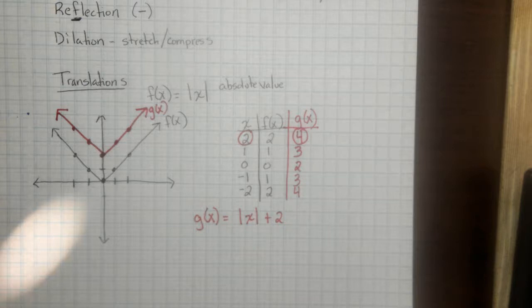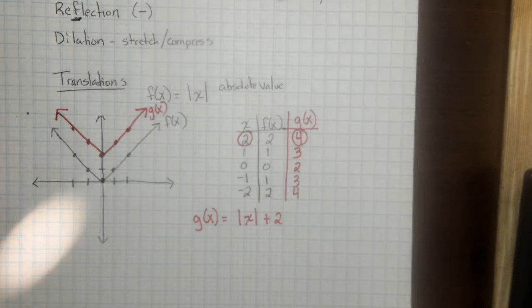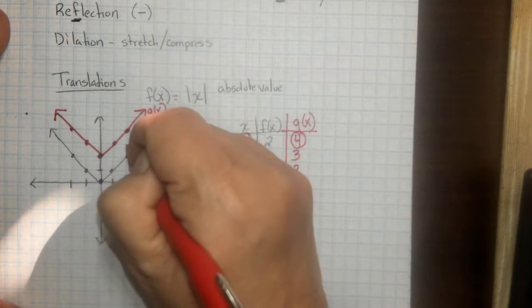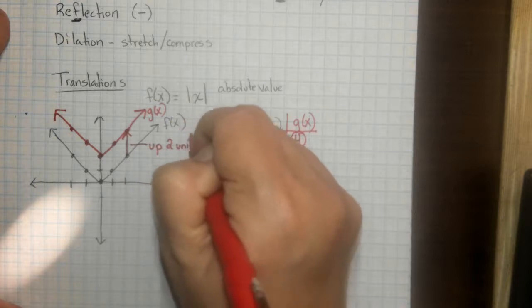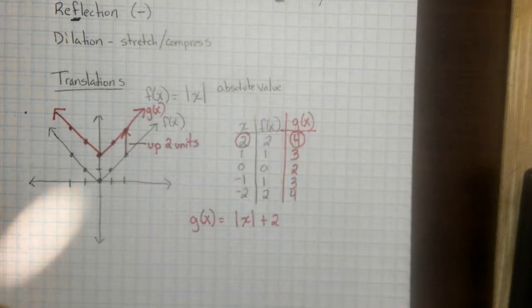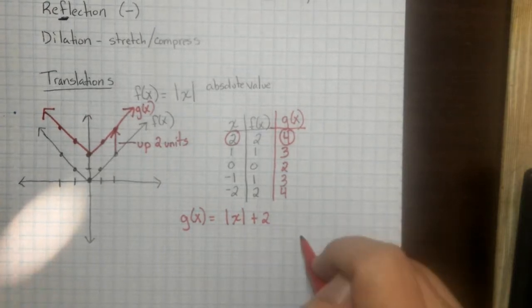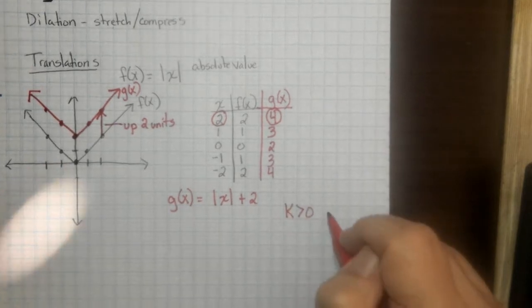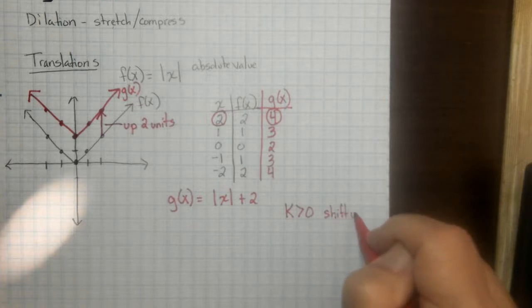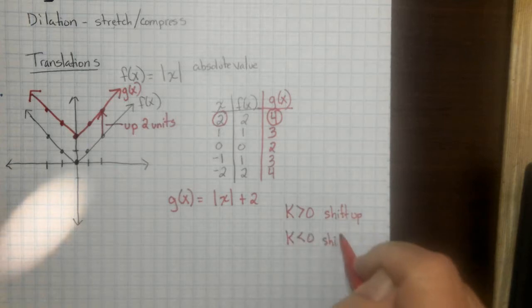So in words, what happened when we moved from f of x to g of x? What happened? We shifted up 2 units, right? Take any point on here, and you can see that what we did was we shifted up 2 units. So in general, when this value of k is greater than 0, we shift up. And when the value of k is less than 0, we will shift down.